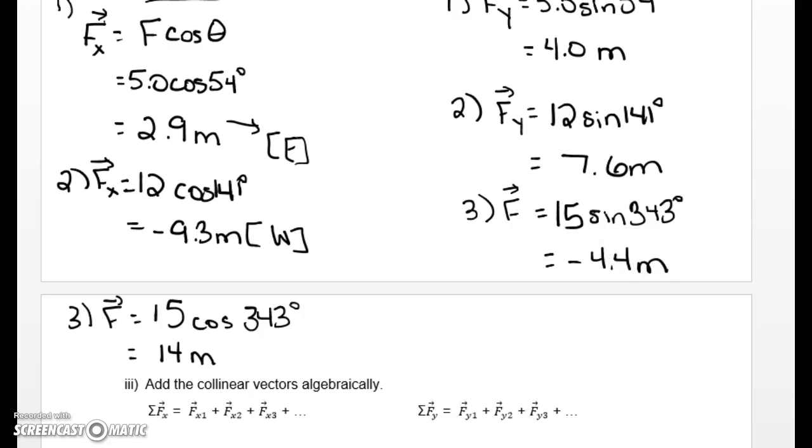So once again, just remember that our positive indicates that we're traveling up or forward or north, and so negative would indicate that we're traveling down, which would be our south direction.